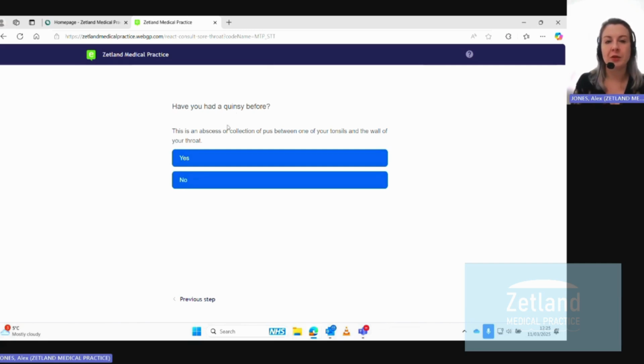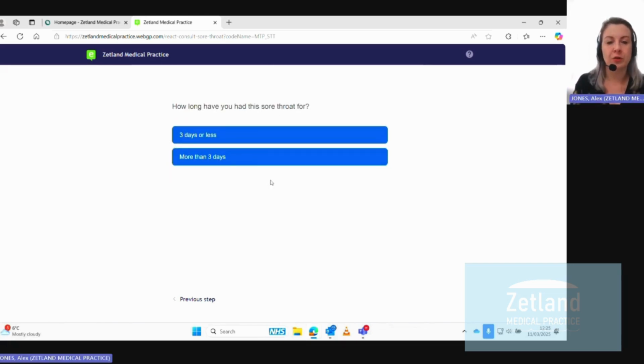So what they're doing here is looking at your risk of that. Now, clearly, if I'd picked abdominal pain rather than sore throat, it wouldn't ask me if I'd had quinsy before. So it cleverly picks out questions relevant to what you've said is wrong with you. So basically, we're going to say no to that.